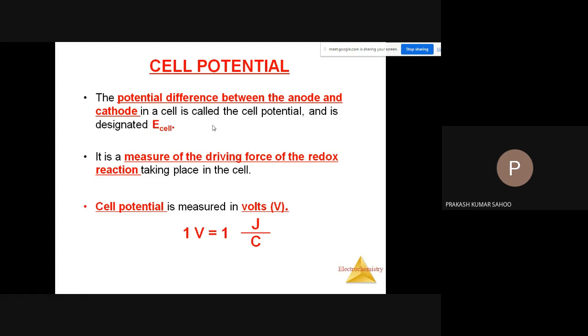That means if I say zinc and copper, where zinc gets oxidized and copper gets reduced, the cell potential will be the potential difference between zinc and copper. So it is a measure of driving force, and this cell potential is symbolized as E cell. It is also known as electromotive force, EMF. Okay, so 1 volt is equal to J/C, that is, joule per coulomb.